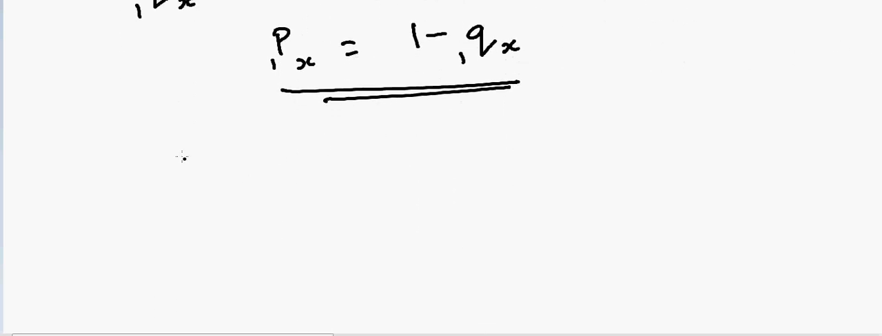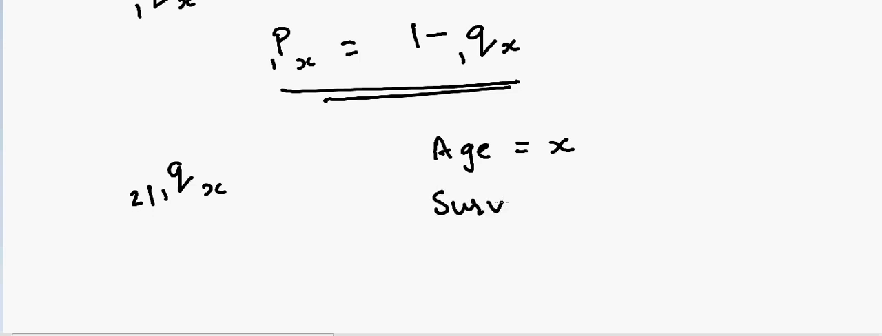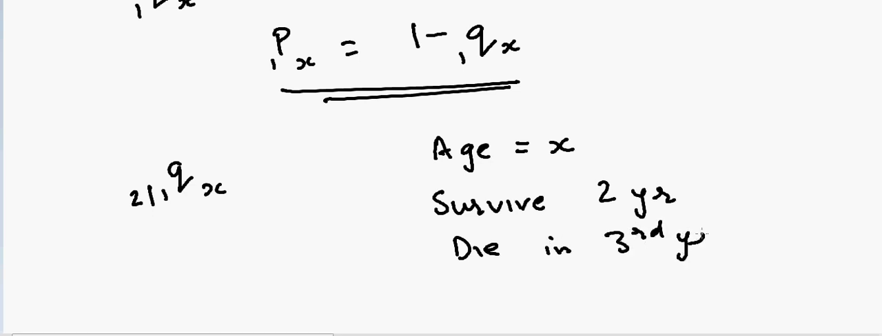And we have more notations. Suppose we write q_x^{1|2}. This means the person's age is x, and we want to calculate the probability that he survives for 2 years and then dies in the third year. This is how we read this notation. So how would one calculate this?